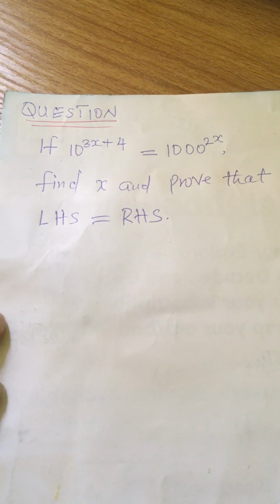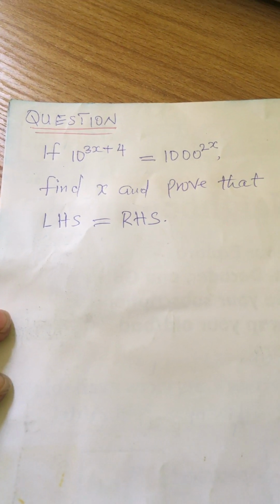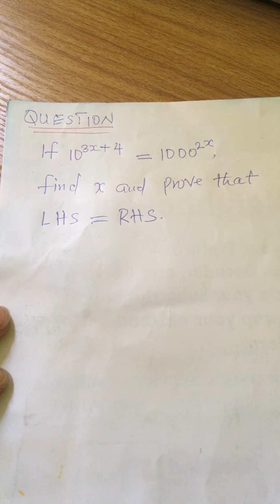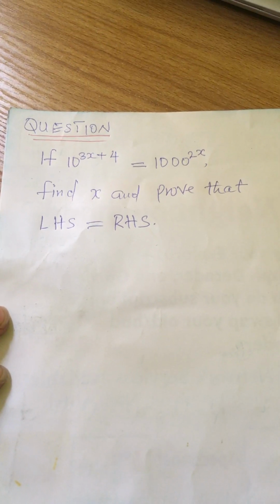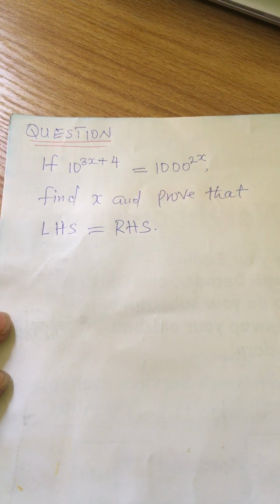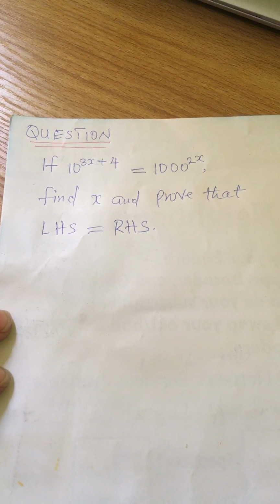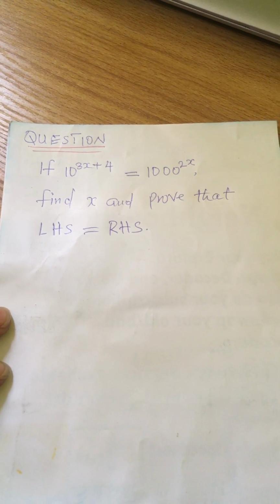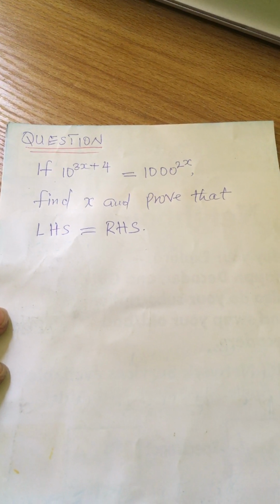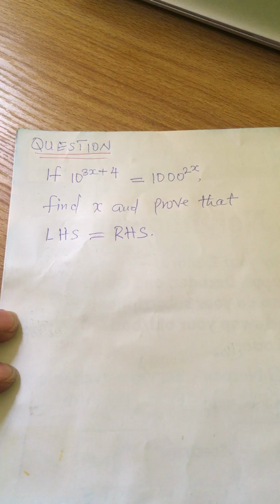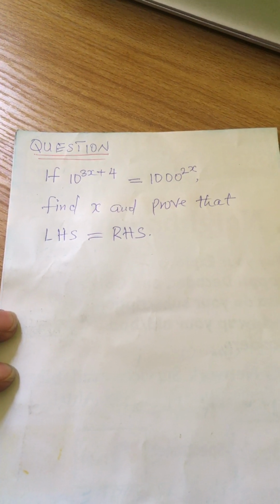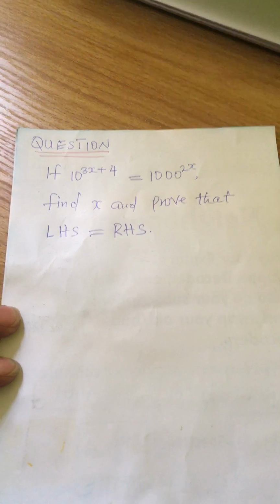My name is Omaguchi Naldo, and today there's a question we are going to be solving, a mathematical problem. It's saying that if 10 raised to the power 3x plus 4 is equal to 1000 raised to the power 2x, find x and prove that LHS is equal to RHS, which means left hand side is equal to right hand side. And so this is what we are going to be solving today.